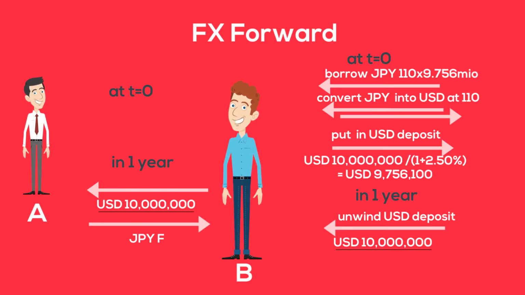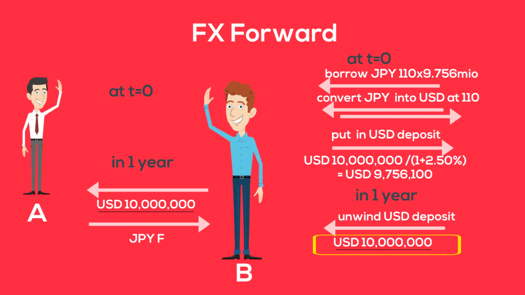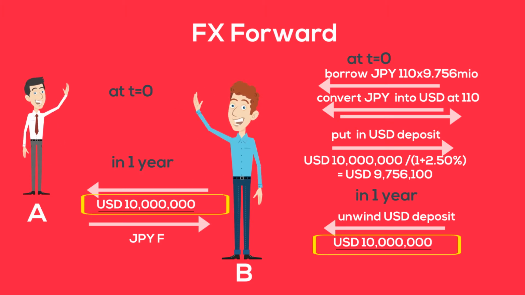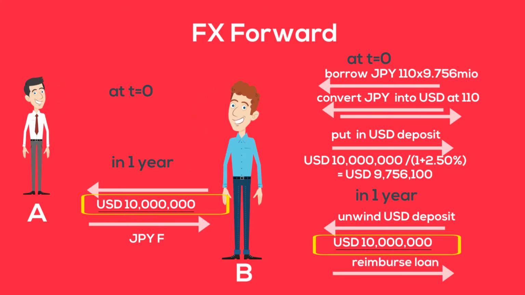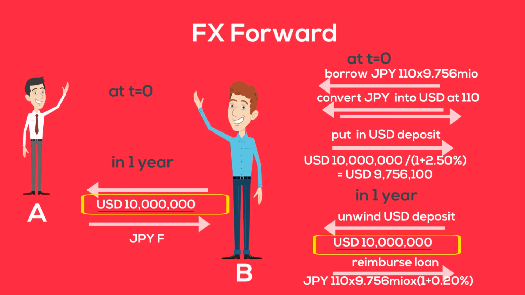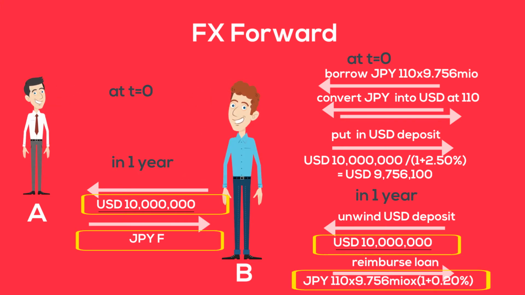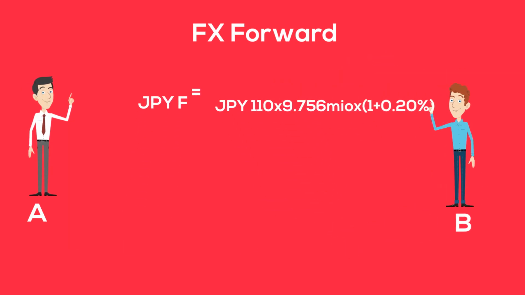In 1 year, he will unwind his US dollar deposit and will get $10 million. That will allow him to deliver the $10 million he owes to Mr. A. He will also have to reimburse his Japanese yen loan. If interest rates are 0.2% in Japan, he will have to reimburse 110 times 9.756 times 1 plus 0.2% Japanese yen. In order for Mr. B to be flat, you need F to cover exactly for the amount for the reimbursement of his Japanese loan. So that gives you the value of F.